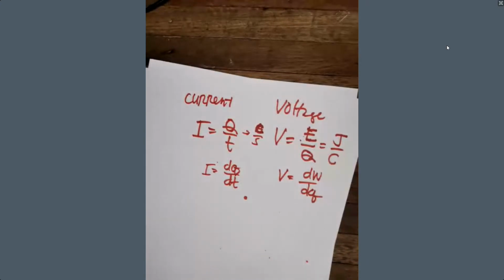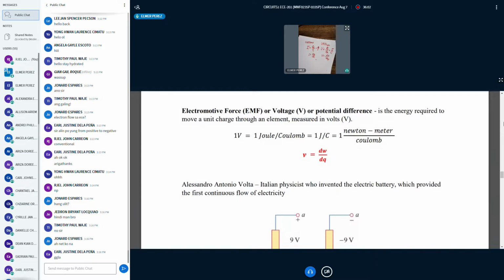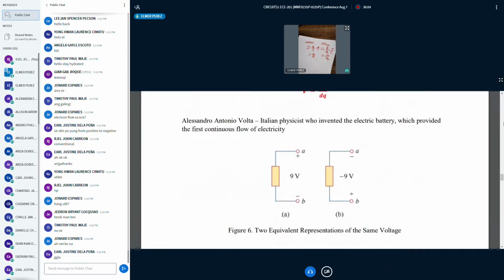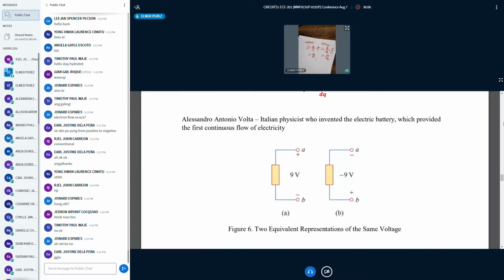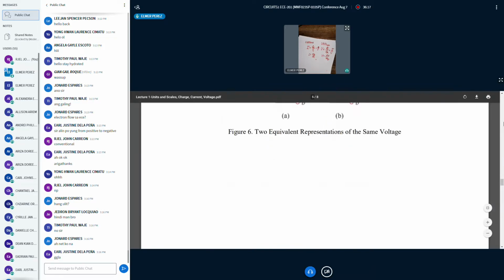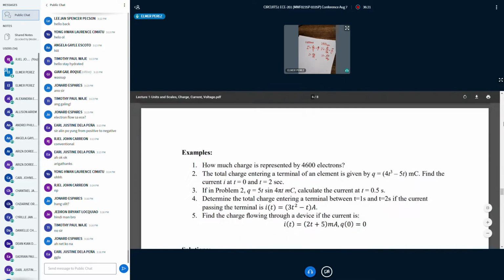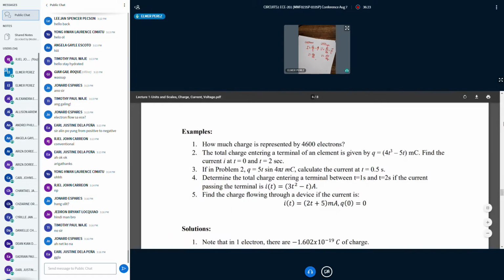Okay, si Alessandro Antonio Volta, the Italian physicist who invented the battery, which provided the first continuous flow of electricity. So, ito yung sinasabi kanina, yung direction lang. Kung positive to negative, that's positive. Pag ganyan naman, that will be negative. Okay, so let's have the solution. Sandali lang.